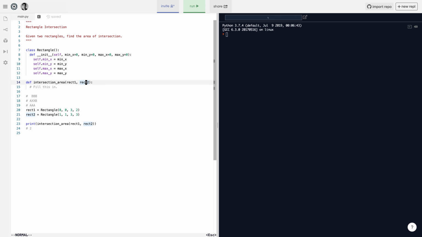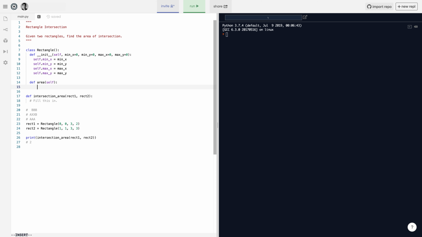All right, cool. So let's write this down. The first thing you want to do is modify our rectangle so that we have a function called area, so we can calculate the area. Like I said before, all you have to do is subtract the x's together, self max x minus self min x, and then multiply that by the length of the y. So you just do self max y minus self min y, right?